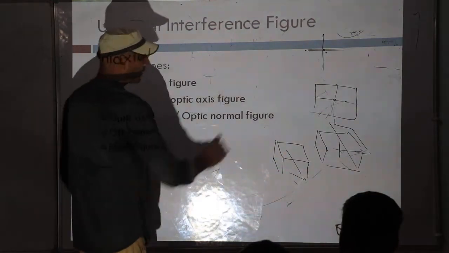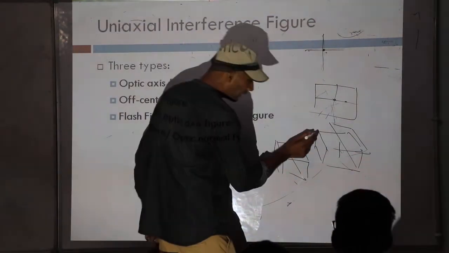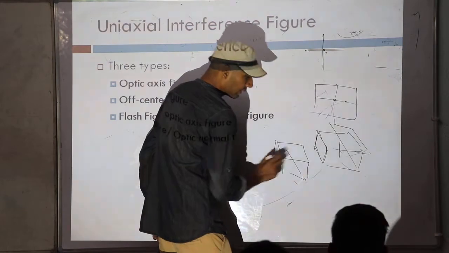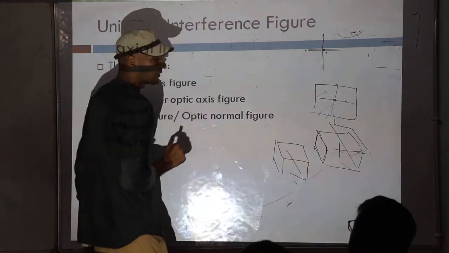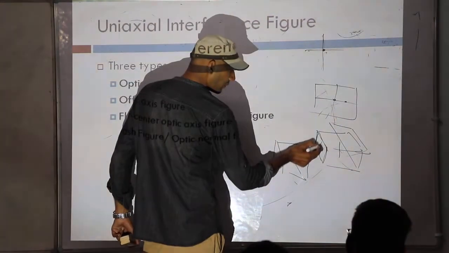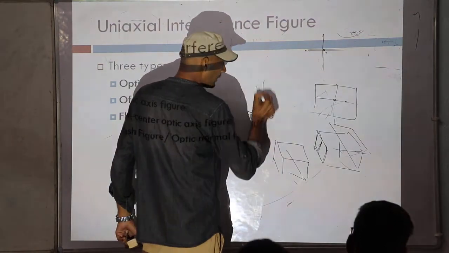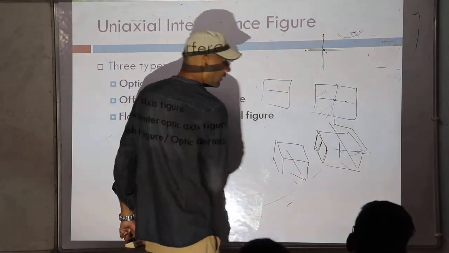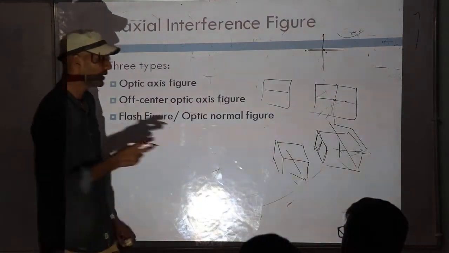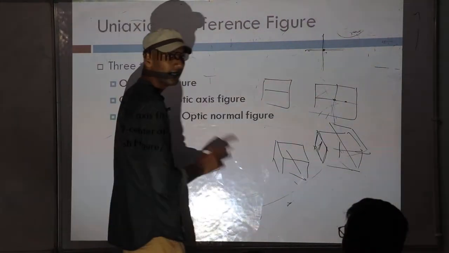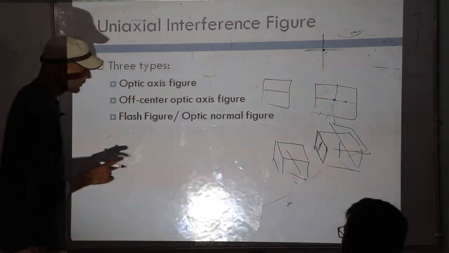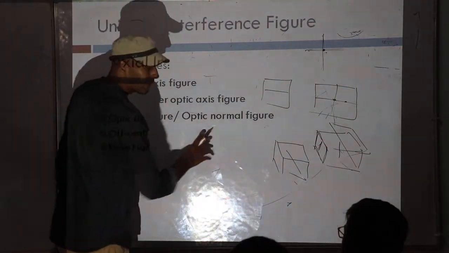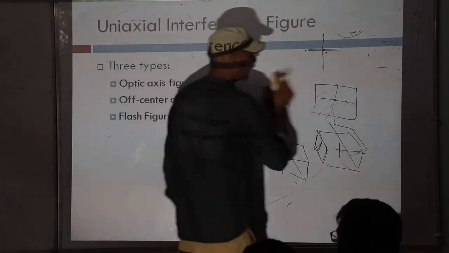When talking about the optic normal figure, you are taking this section, that means the principal section. In the principal section, what happens? The optic axis is like this. So if we put that on the microscope, it will be like this, right? The optic axis is parallel to the stage, and light rays are perpendicular to the stage. Then that will be your optic normal figure or flash figure.